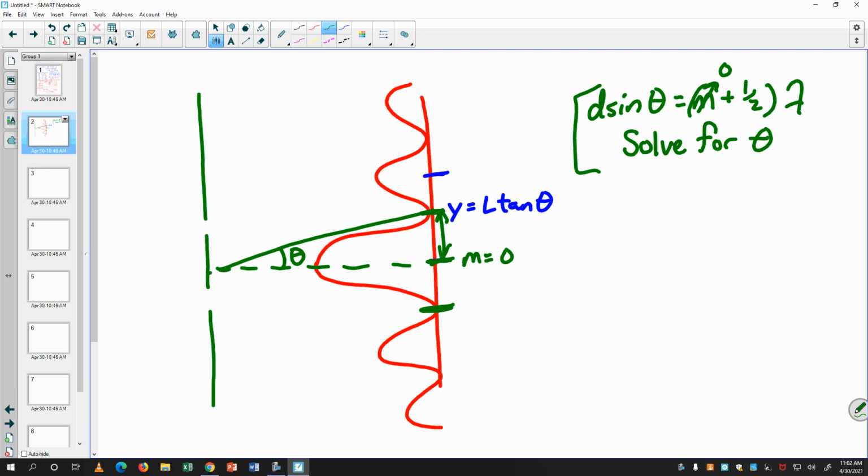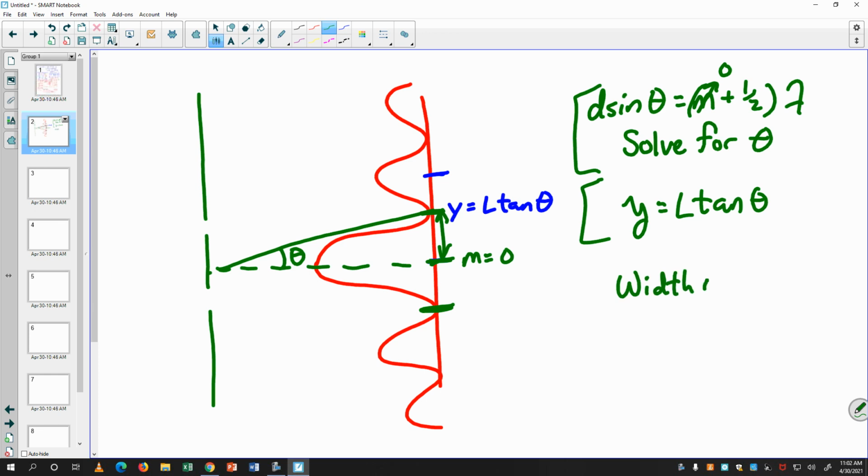Then the next step would be to find y. y equals L tan theta. All right, find y. That's just like the other problems that we've been doing. But if I want to know the width of the central maximum, there's one additional step.